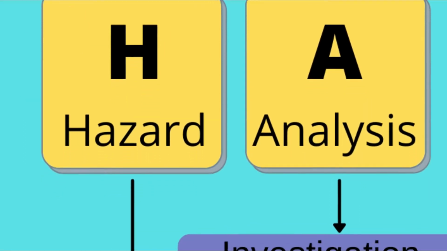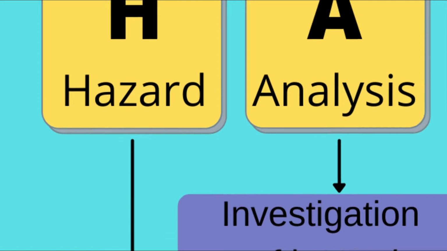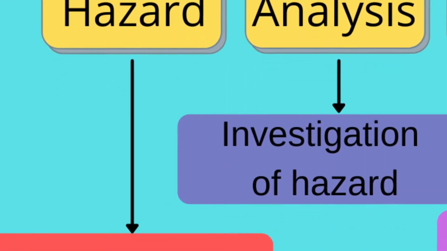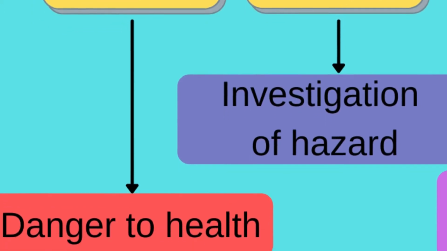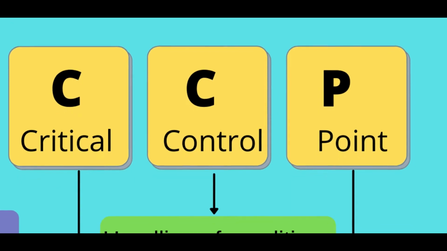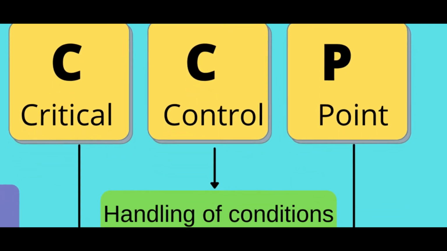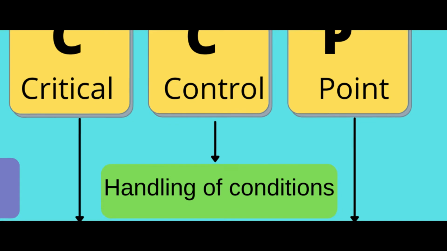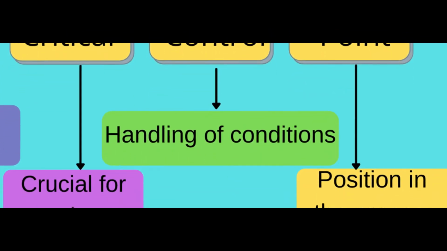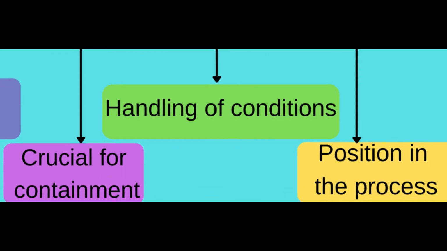Hazard analysis is the process of collecting and evaluating information on hazards associated with the food under consideration to decide which are significant and must be addressed in the HACCP plan. A critical control point is a step at which control can be applied and is essential to prevent or eliminate a food safety hazard or reduce it to an acceptable level.